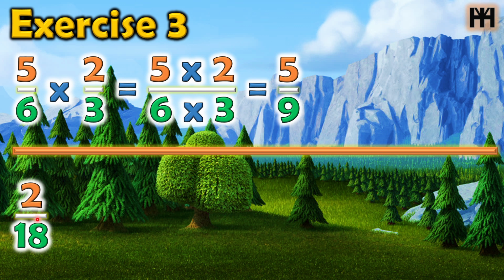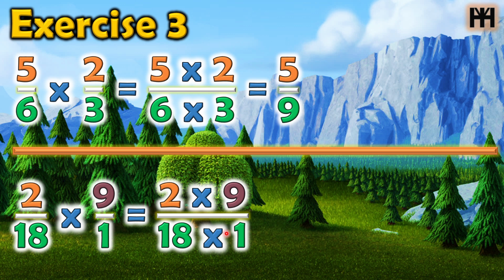Okay, 2 over 18 multiplied by 9. 9 is the same as 9 over 1. So we'll multiply the numerators, then the denominators. So it's 2 times 9 over 18 times 1. 2 times 9 is 18. 18 times 1 is 18. So it's 18 over 18.